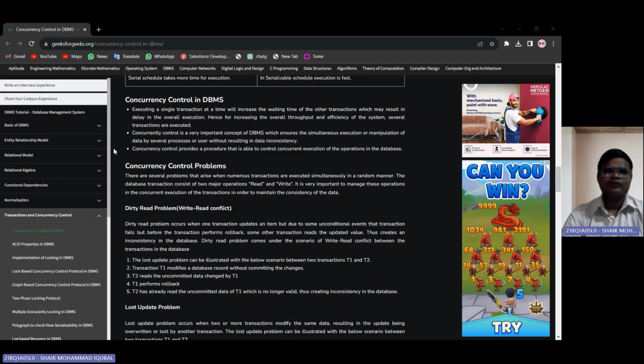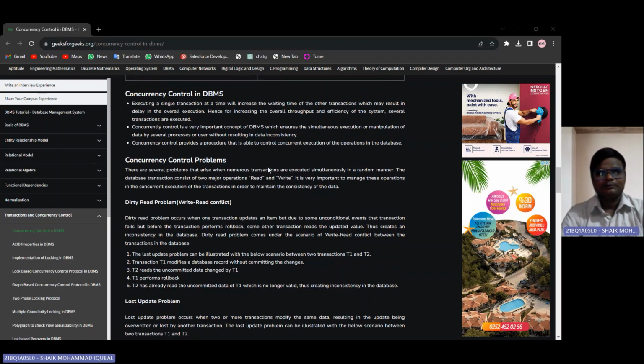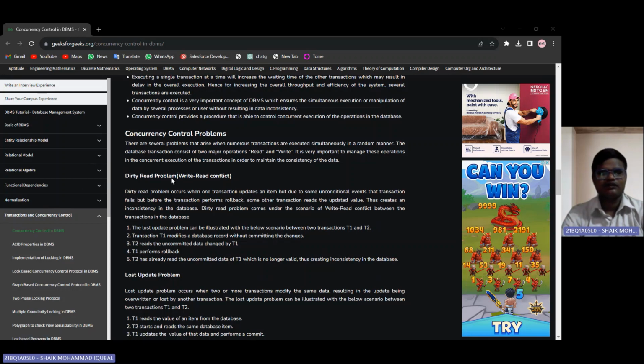Concurrency control problems. There are several problems that arise when numerous transactions are executed simultaneously in a random manner. The database transaction consists of two major operations, read and write. It is very important to manage these operations in the concurrent execution in order to maintain the data. Dirty read problem. Dirty read problem occurs when one transaction updates an item, but due to some unexpected event, the transaction fails. But before the transaction performs rollback, some other transaction reads the updated value. That creates an inconsistency in the database. Dirty read problem comes under the scenario of write-read conflict between the transactions of the database.